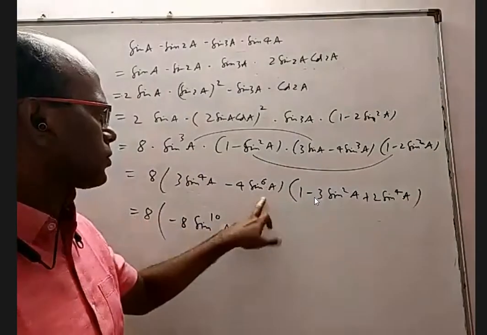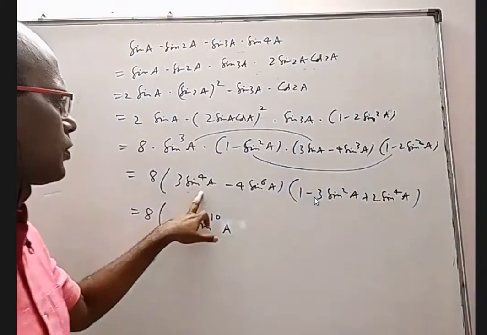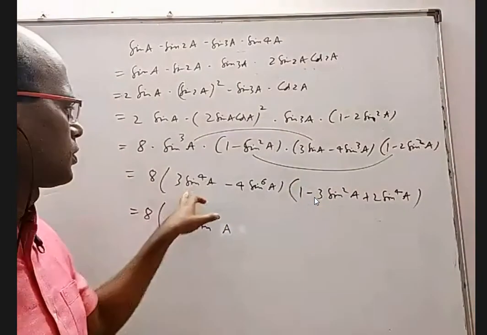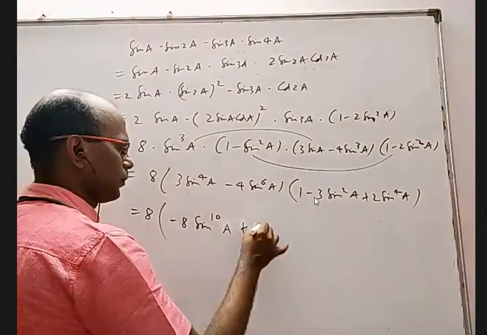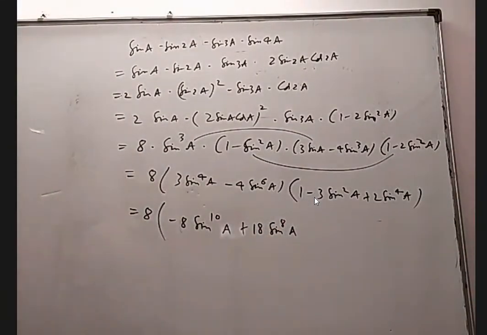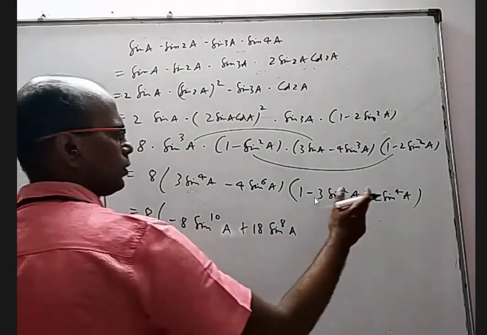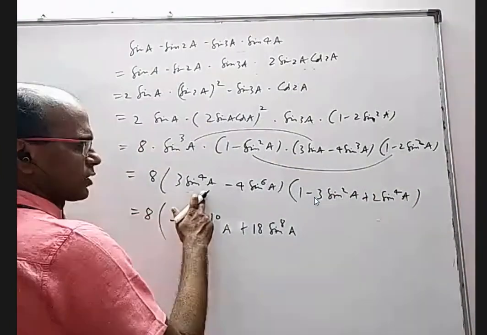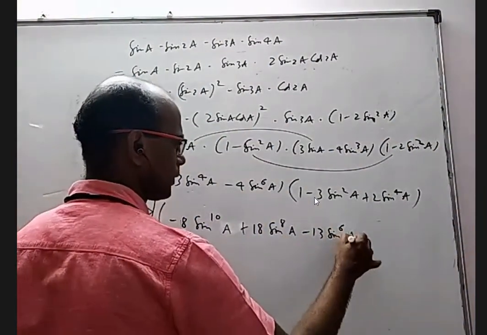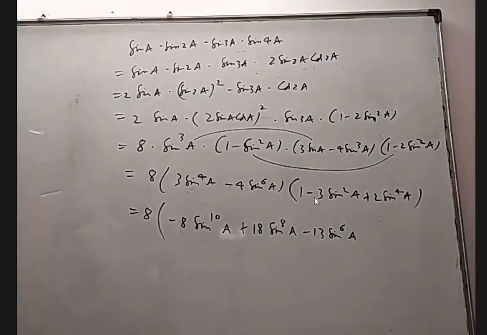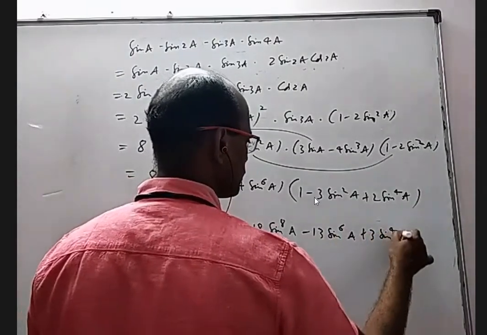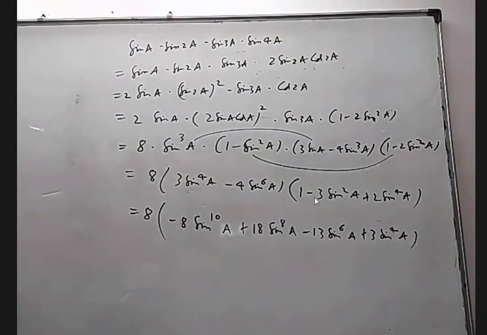After this into this, I have to get sin power 8. That I'll get 2 ways. This into this is 12 sin power 8. This into this is 18 sin power 8 A. Next, sin power 6. This will not come. This into this is sin power 6, minus 9. This into this sin power 6, minus 4, minus 13 sin power 6 A. Sin power 4 A: this into this is the only way, so 3 sin power 4. And that is the minimum. We cannot get anything less than that.